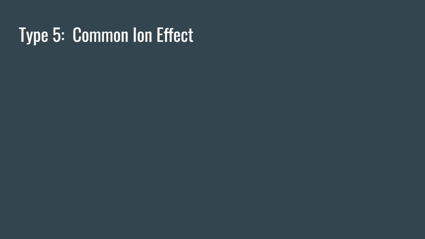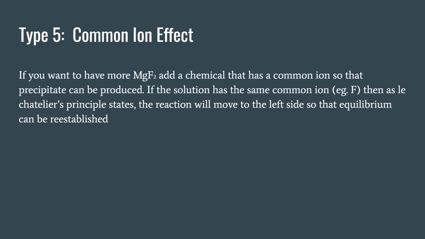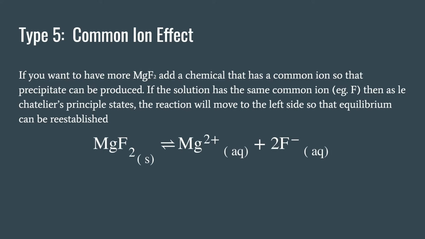Type 5, common ion effect. If you want to have more MgF2, add a chemical that has a common ion so that precipitate can be produced. If the solution has the same common ion, for example F, then as Le Chatelier's principle states, the reaction will move to the left side so that equilibrium can be established. Now, let me help you visualize this. You have an equation like this, for example, and you want to add NaF.